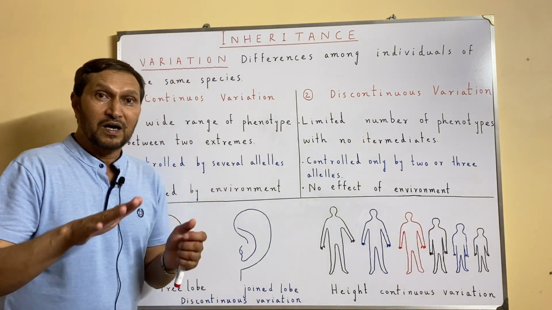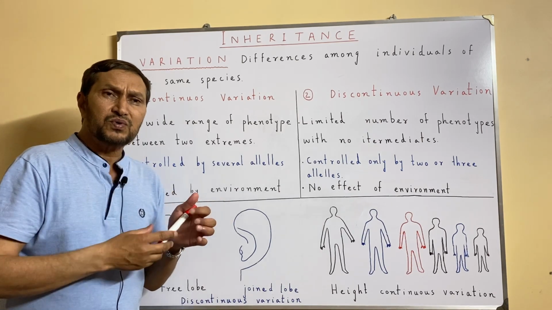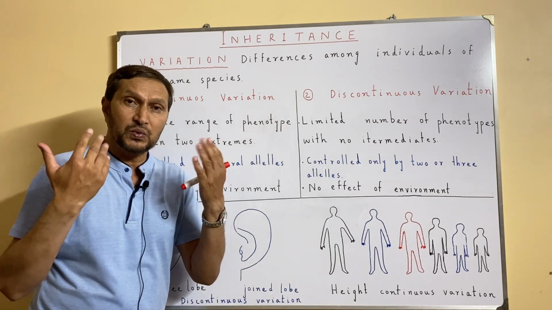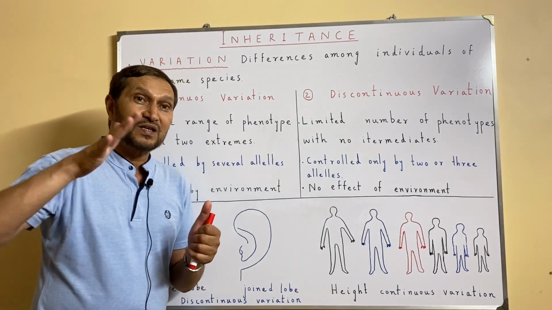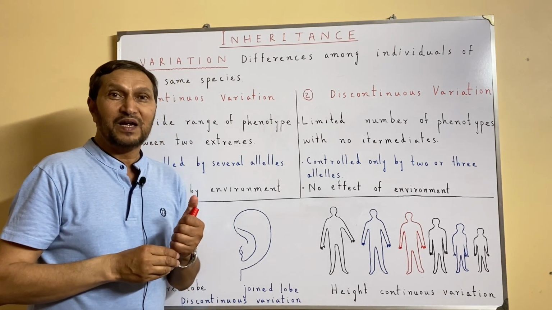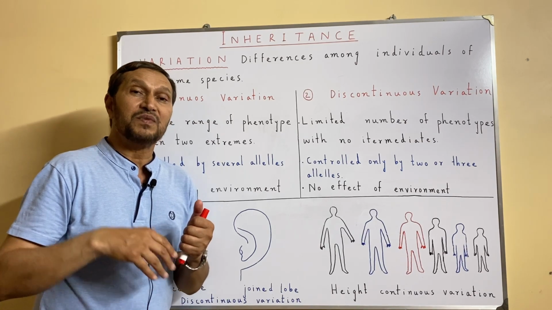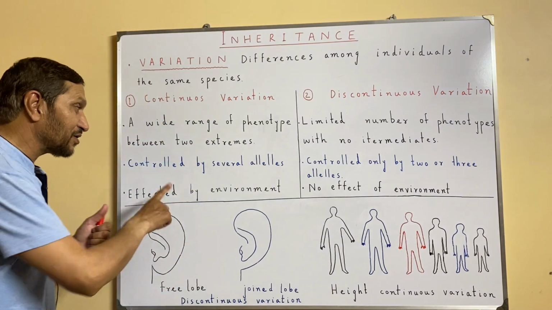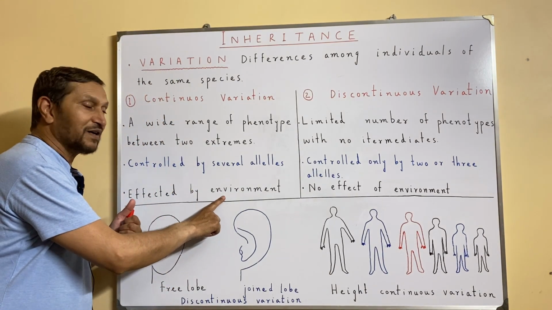However, if a person is not exposed to sunlight for a large period of time, or if he or she uses sunblock or sunscreen to protect the skin from the effects of UV rays, then his skin color will be fair, will be white, we can say. It means that continuous variation like skin complexion is greatly affected by environment.